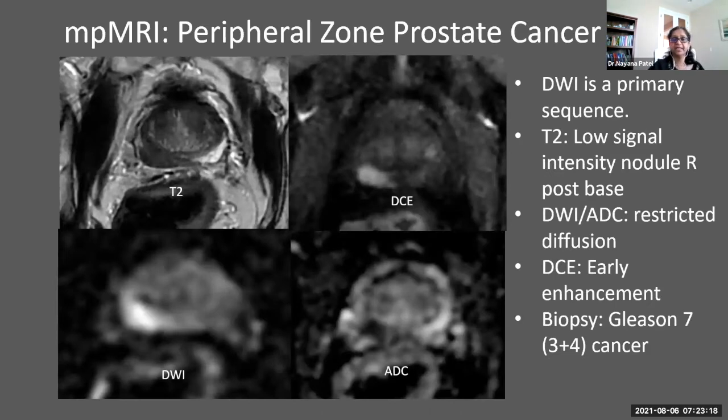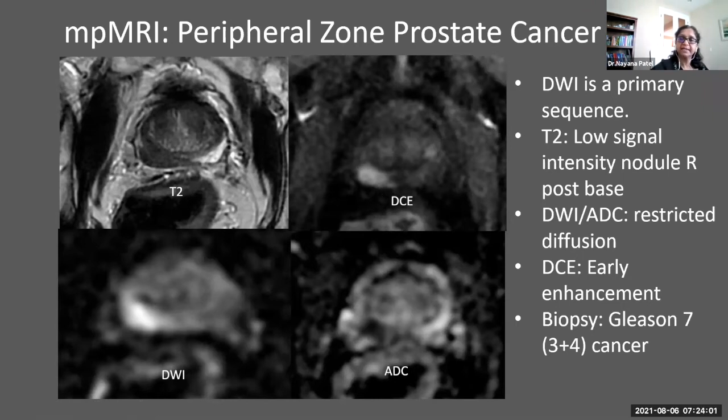So here we have an example of a peripheral zone prostate cancer. This is multiparametric MRI, and what we have here is the axial T2 weighted image, dynamic contrast enhanced image, high b-value DWI, and the ADC map. The prostate cancer in the peripheral zone appears as a low signal intensity nodule with restricted diffusion, which appears as low signal intensity on ADC with corresponding high signal intensity on high b-value DWI, and early enhancement.